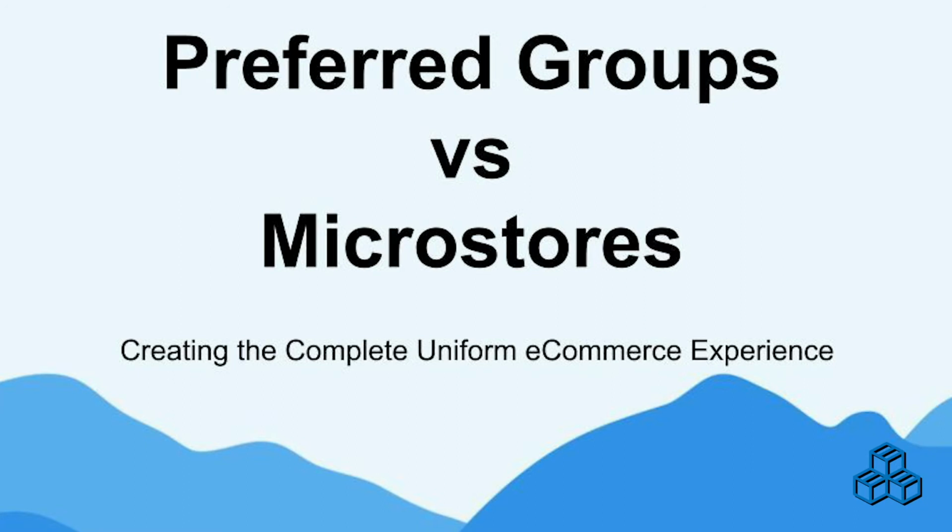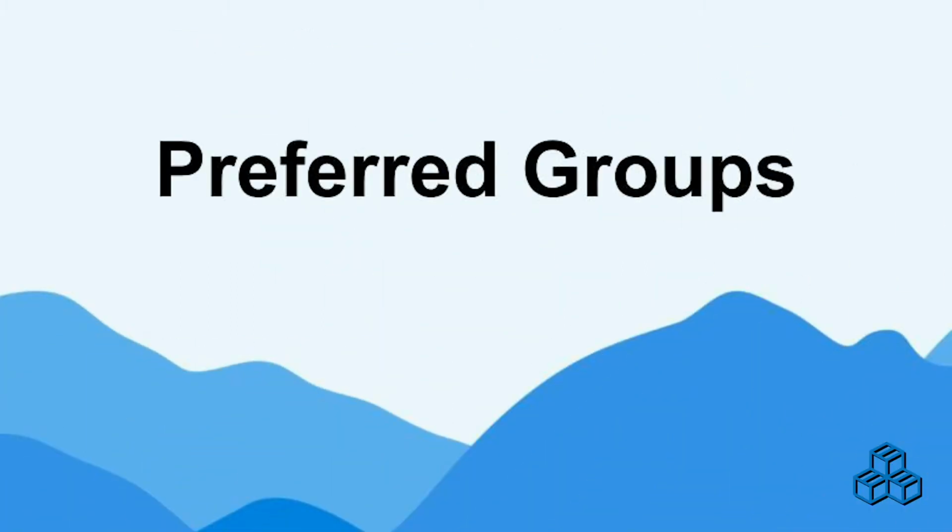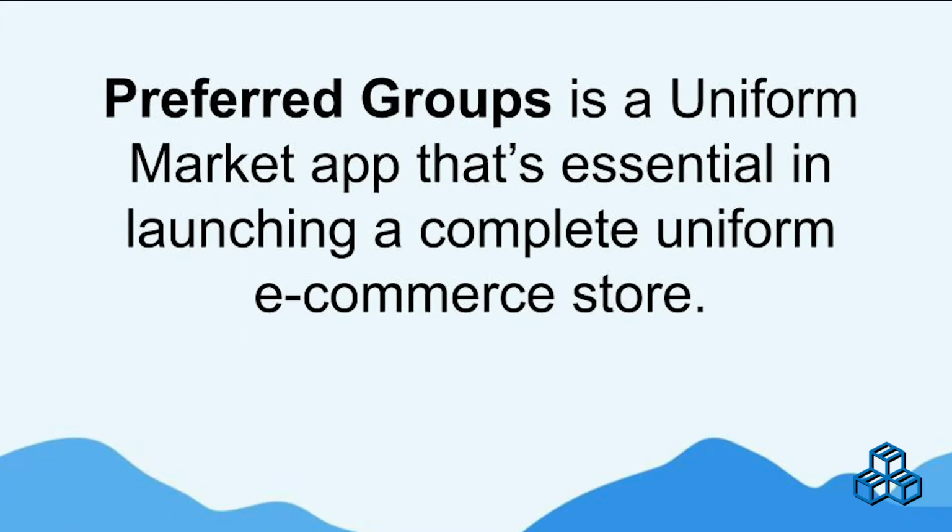In this video, we'll be explaining the similarities and distinctions between microstores and preferred groups. First, let's define what preferred groups are. Preferred Groups is a UniformMarket app that's essential in launching a complete uniform e-commerce store.